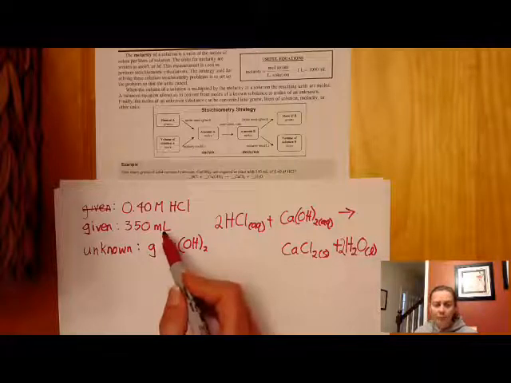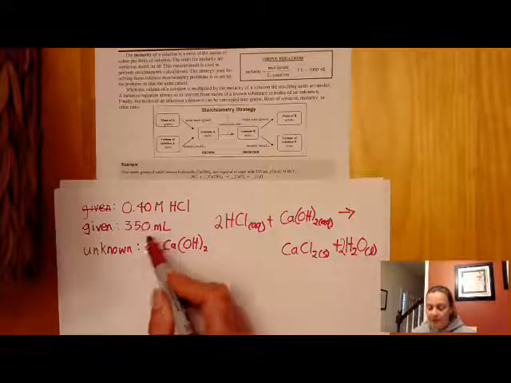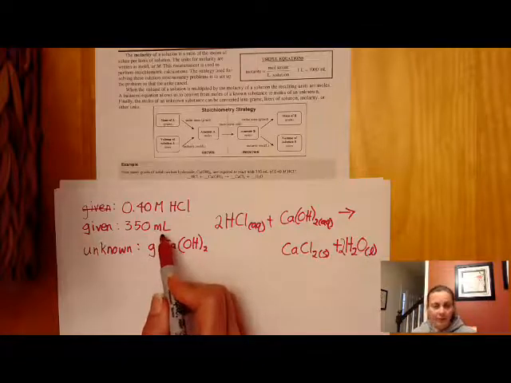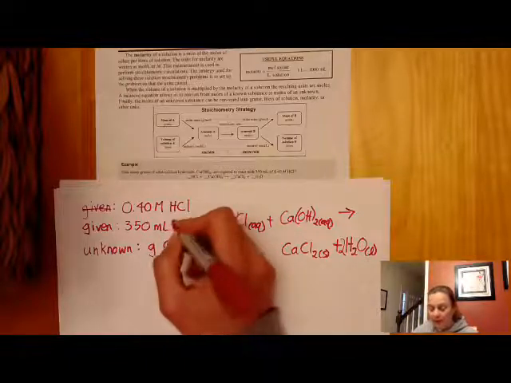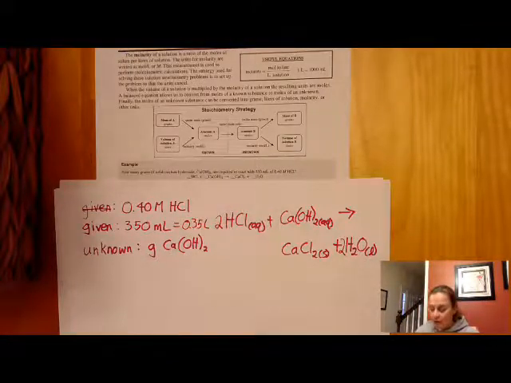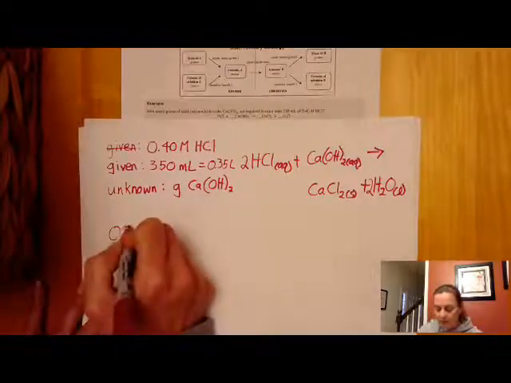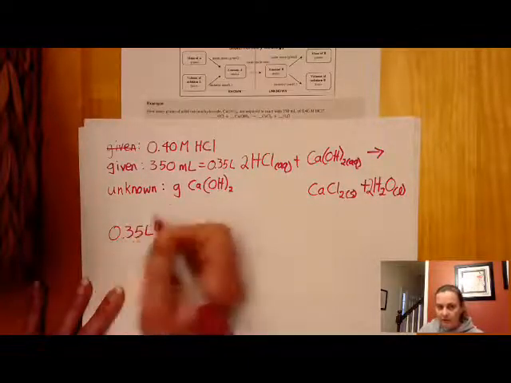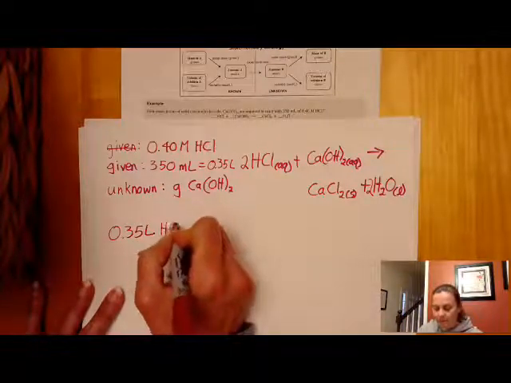One particular step that we're going to have to take in a solution stoichiometry problem is that if our given, as it is here, is in milliliters, we're going to need to convert that to liters because molarity is moles per liter. So 350 milliliters is equal to 0.35 liters. So I'm going to start with my given, 0.35 liters of hydrochloric acid.